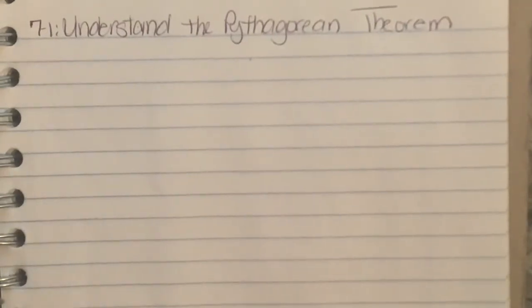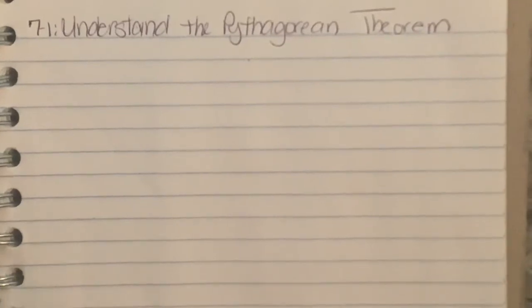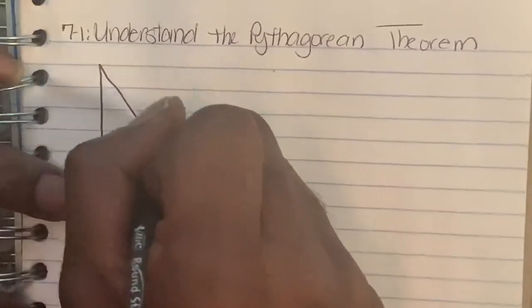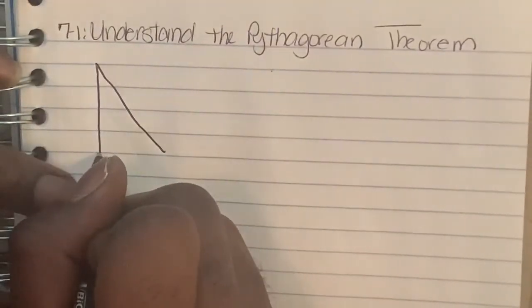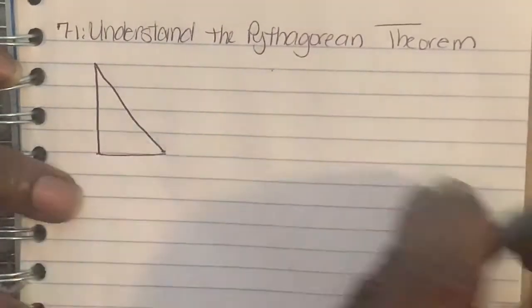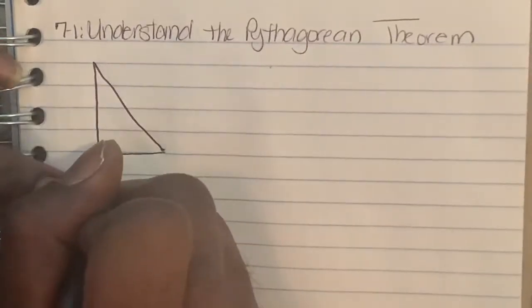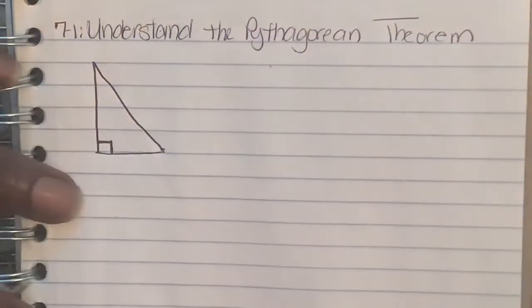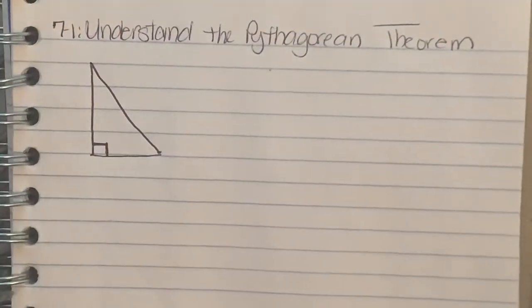When we talk about the Pythagorean Theorem, we're always going to be using one particular type of triangle, and that's a right triangle. So let's go ahead and draw a right triangle in our notebook. If you don't know what that looks like, you can look at mine. We should know that a right triangle has a 90-degree angle in the corner that creates a small little box or a square.